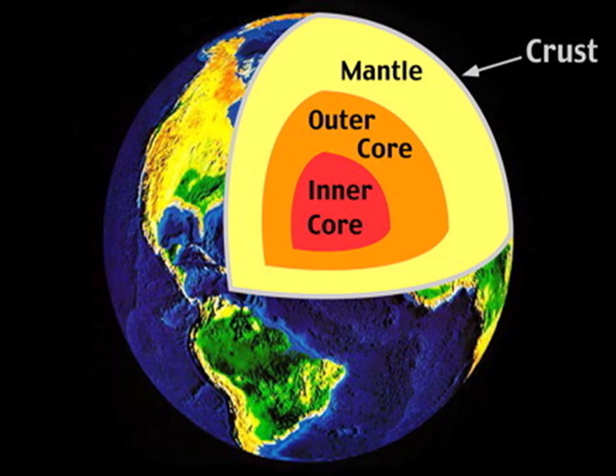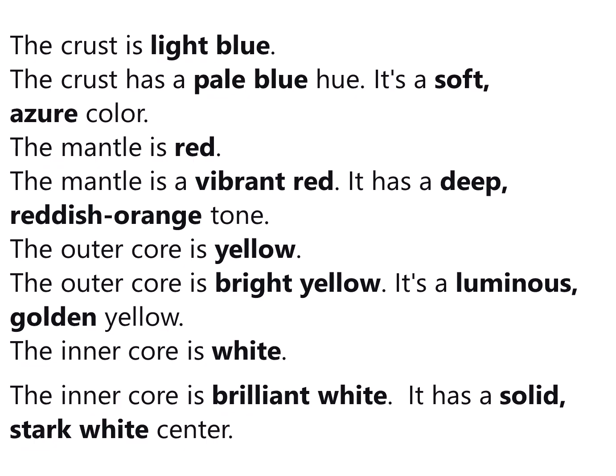It's easy to say blue or red, but let's learn more descriptive and precise color words. I'll show you a simple way and then a more advanced way. Repeat after me. The crust is light blue. The crust has a pale blue hue. It's a soft, azure color.